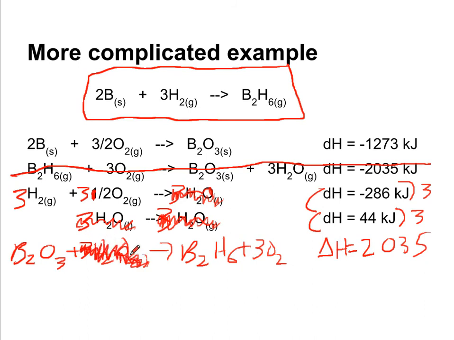Now we need to cancel out the oxygens. There's 3 oxygens over here. If you add up, 3 halves is the same thing as 1.5. 1.5 plus 1.5 is 3. So we've got the equivalent of 3 oxygens in these 2 parts right there. So that's canceled out the oxygens, and we've got one last thing to get rid of. B2O3 is a product up here, and since we flipped that second step, it became a reactant over here.